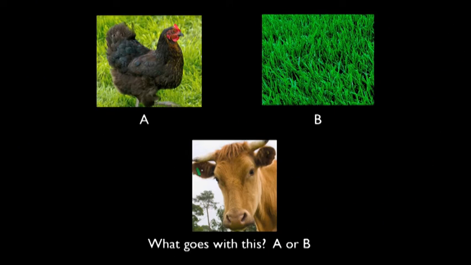Here's a little test to show you some different ways of seeing the world. First, just take the test. Answer the question, what goes with this cow? Item A, the chicken, or item B, the grass. Most North Americans in previous tests put the chicken and the cow in the same category. Why did they do this? Chickens and cows are farm animals, and because they are both animals, they fit in the animal category.